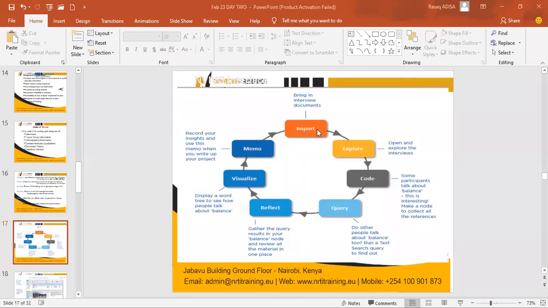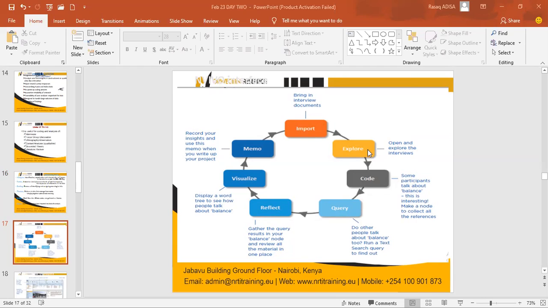Nvivo, the workings of the Nvivo. We import, that's the first. You can see that's the brown or red. Import. That's the first thing we do in Nvivo. When you bring the interview, the document into the Nvivo, that is import. Followed by explore. Exploring means you open those interviews, you read them to explore the patterns, to explore the ideas people are presenting.